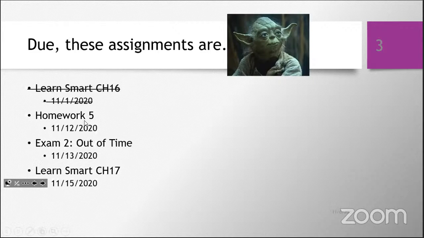All right, so what we got going on? Homework, or Learn Smart, was due last weekend. We don't have anything due again until the 12th. The 12th is the day before the next exam, right? And we have a Learn Smart due the Sunday after the exam.